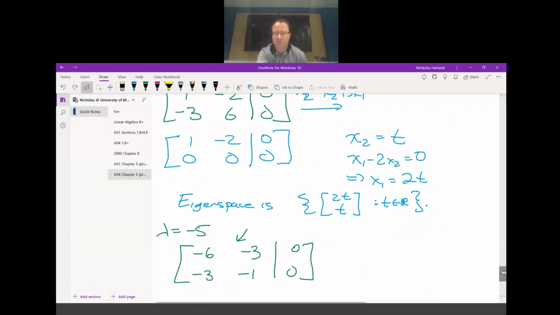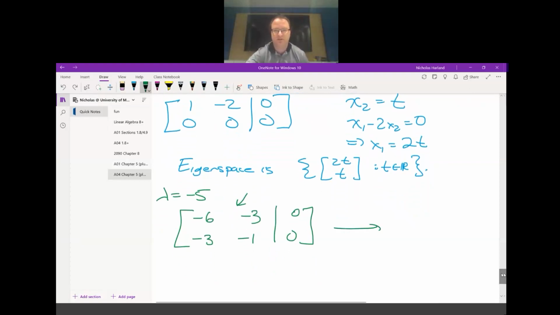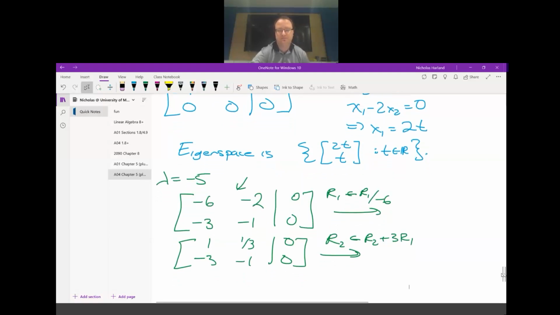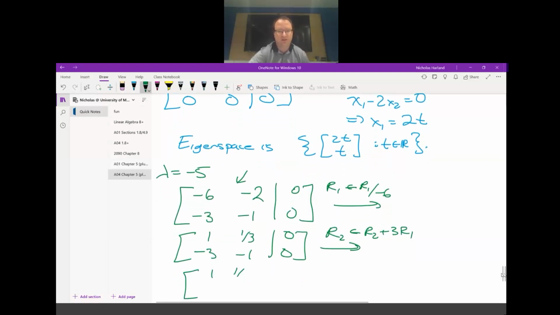And again, some row operations, and I'm going to blast through the row operations a little quickly. Row 1 is row 1 divided by -6. Sorry, that should be -2. And row 2 is row 2 plus 3 row 1. But everything we're doing here is just solving a system. So finding the eigenvectors or eigenspaces, that's just solving a system of equations.